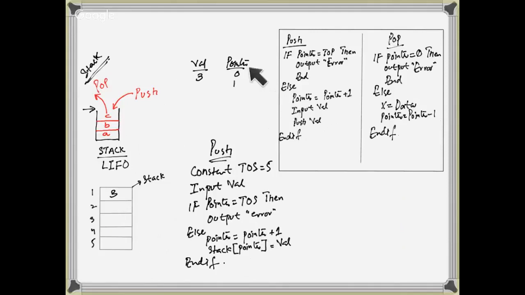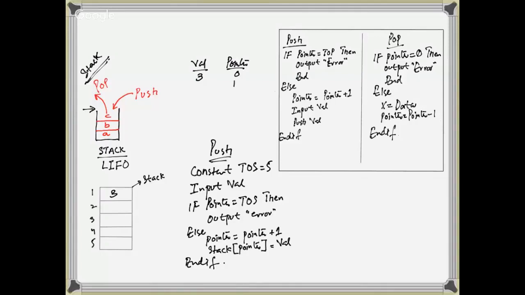And the other operation is called pop. If pointer is equal to 0, then output error. Obviously, 0 means nothing is there. Which error is this? Underflow. Else x is equal to data. You have to take that data and assign it to a variable so that we can keep it to use later. And then pointer is equal to pointer minus 1. You read the value, decrease the pointer. That's it.